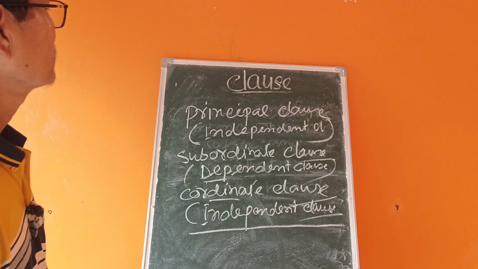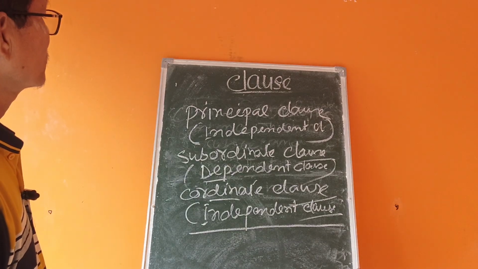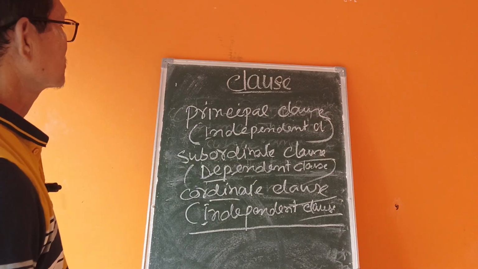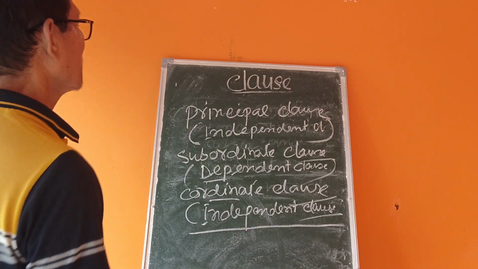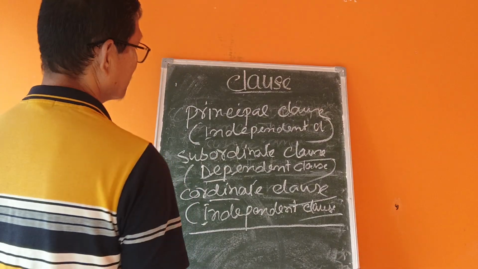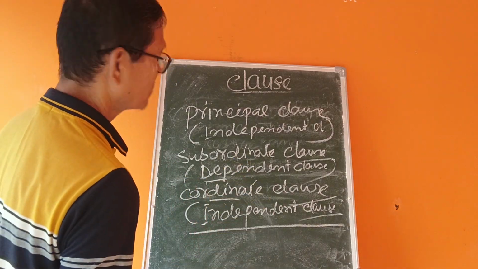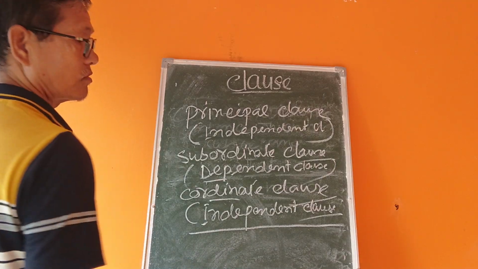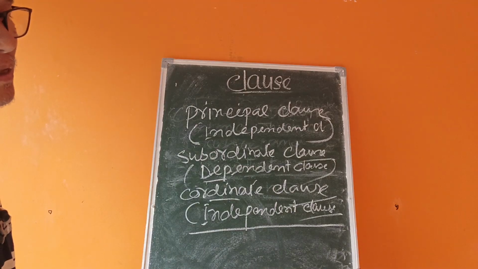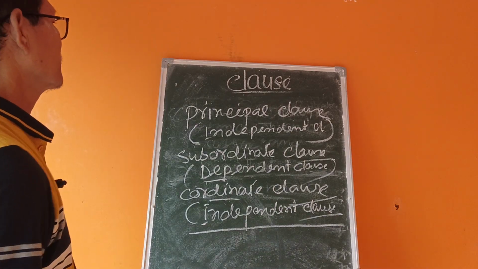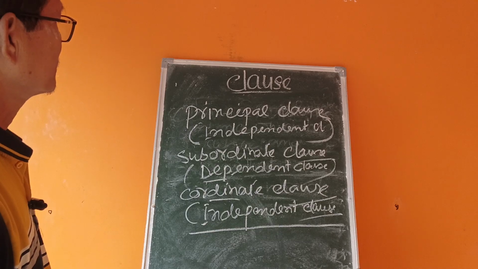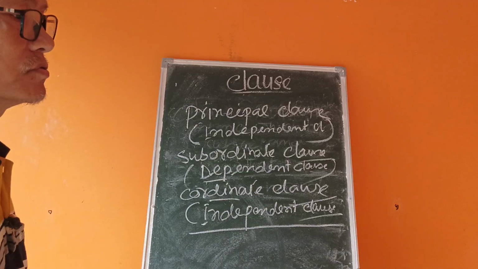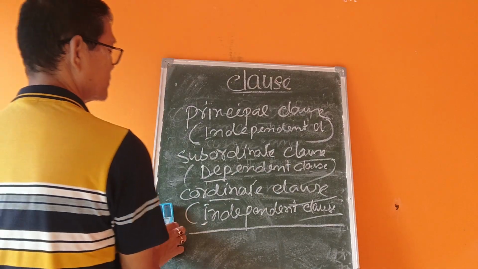Now we know the types. There are three types of clause: principal clause, subordinate clause, and coordinate clause. Now we try to know how to identify whether a clause is a principal clause, a subordinate clause, or a coordinate clause. We should use some techniques and follow some tricks.